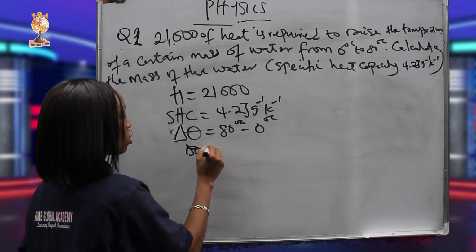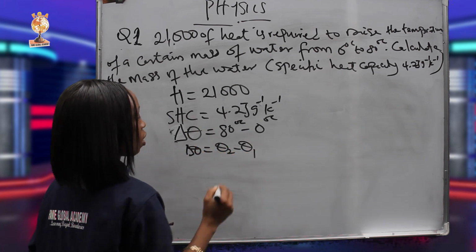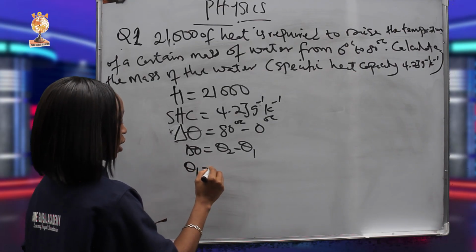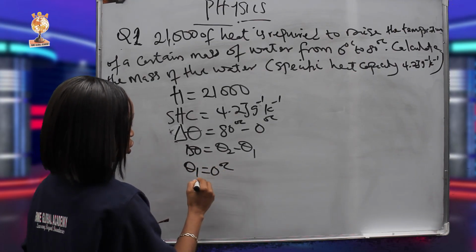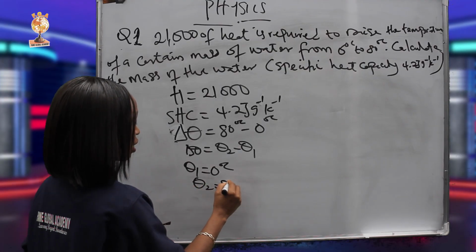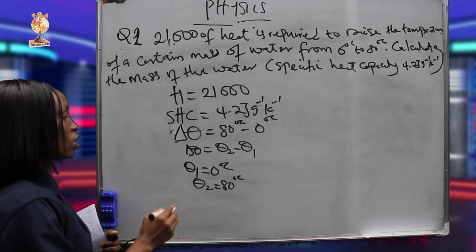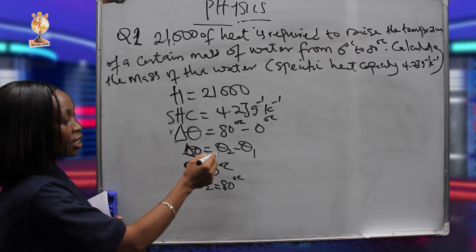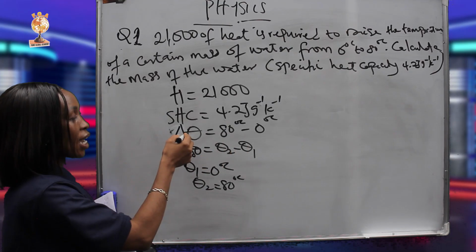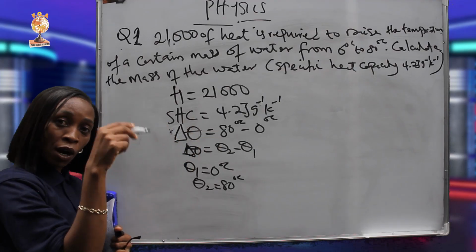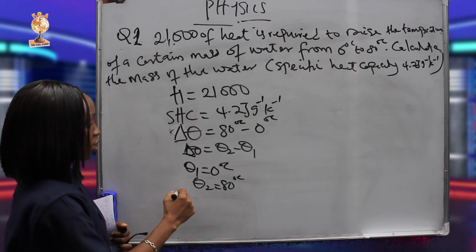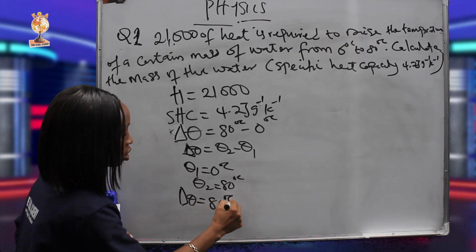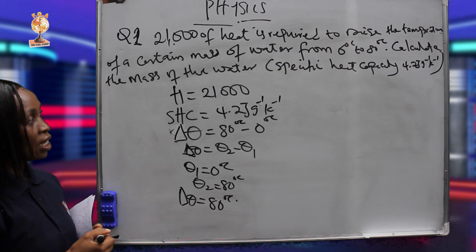Change in temperature means theta 2 minus theta 1, where your theta 1 is 0 degrees and your theta 2 is 80 degrees Celsius. So your delta T, which means change in temperature, is theta 2 minus theta 1. So delta T is 80 degrees Celsius. Now these are given.